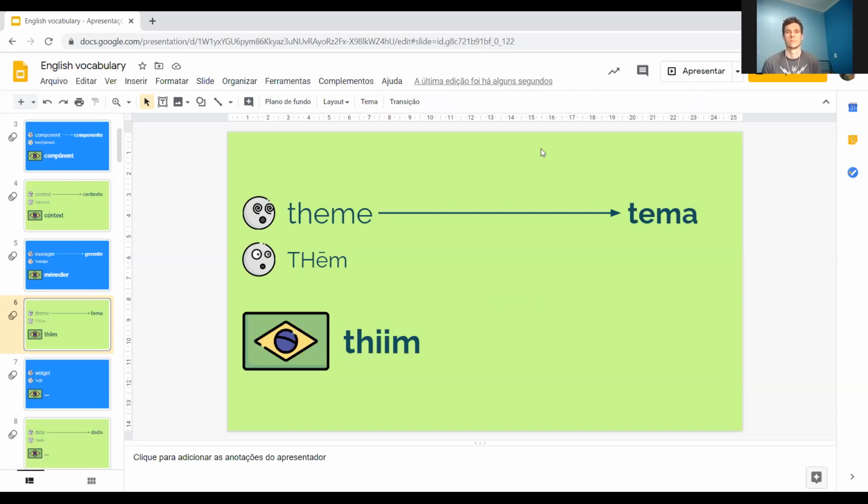I just can't make a phrase. Theme. What can I say? What's the theme of this class? Okay. The theme of this class is English. Oh, what's the theme of this English class? It's vocabulary. Yeah, maybe vocabulary pronunciation. Okay, go to the next one.